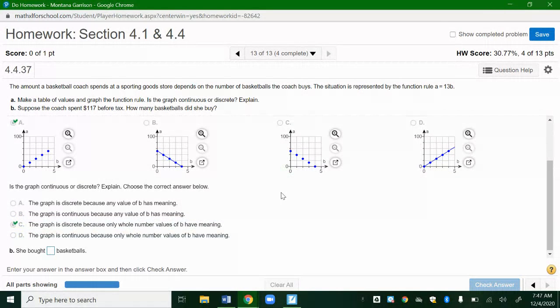Okay. And part B, it says, suppose the coach spent $117 before tax. How many basketballs did she buy? So really I'm taking that 117, plugging it in for A. So I have 117 equals 13b. To undo the multiplication of 13 times b, I divide. So I'm going to do 117 divided by 13.